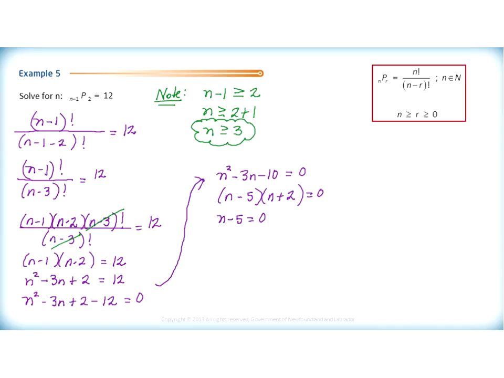N minus 5 equals 0 when n is equal to 5. N plus 2 is equal to 0 when n is equal to a negative 2. Recalling our restriction on the variable n causes us to reject n equals a negative 2. So the only solution in this example is n equals 5.